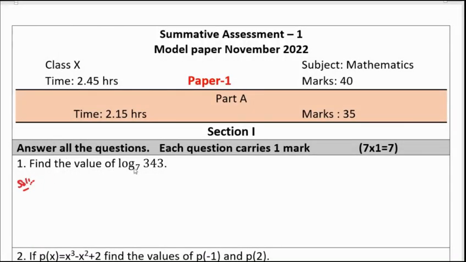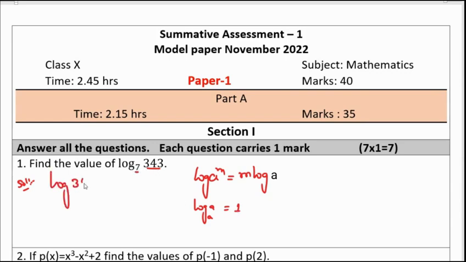Solution. First question, find the value of log 343 base 7. To find log 343 base 7, we have to know the formulas first. Log a to the power of m is nothing but m log a. Log a base a is equal to 1. If you know these basic formulas, then we can do this problem easily, students.